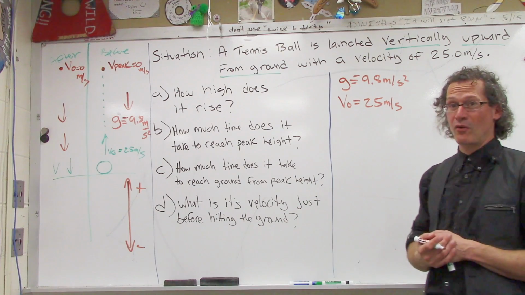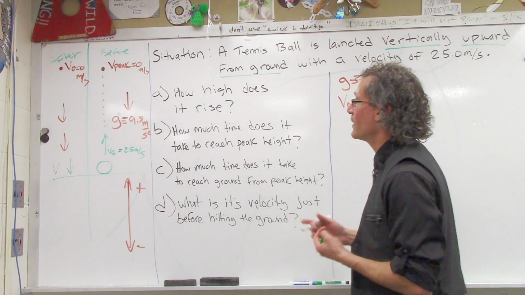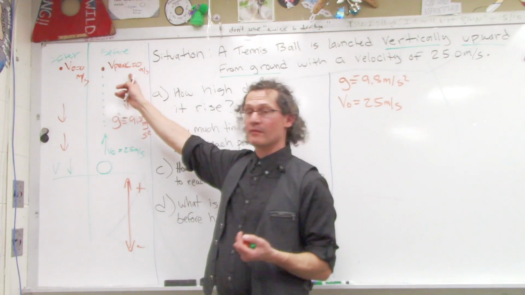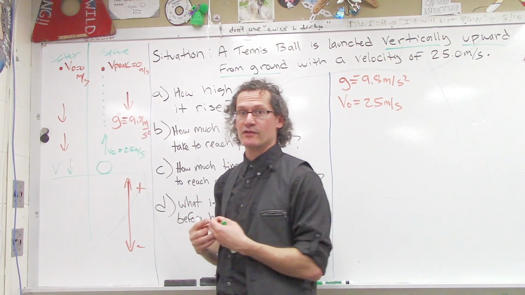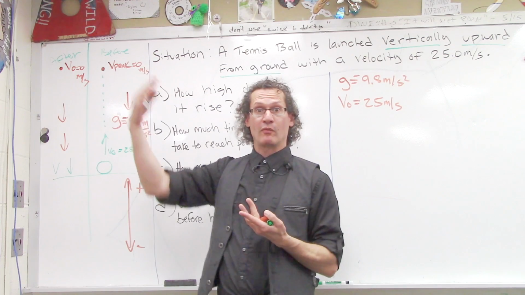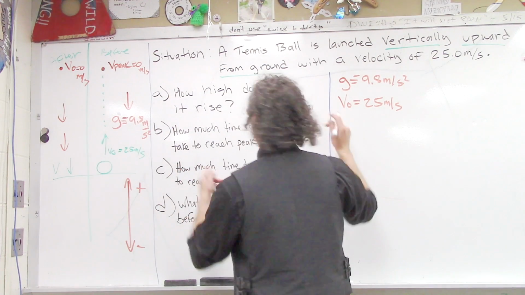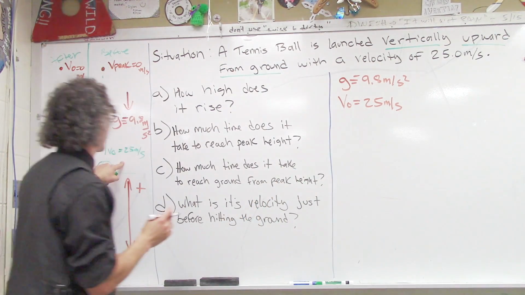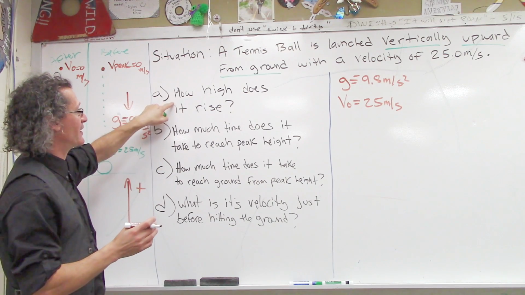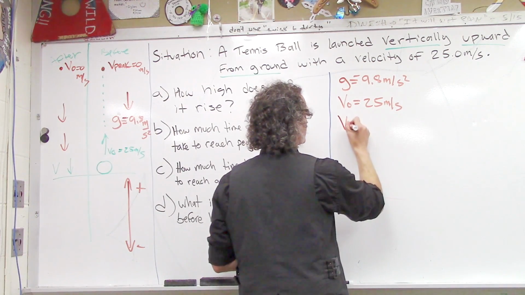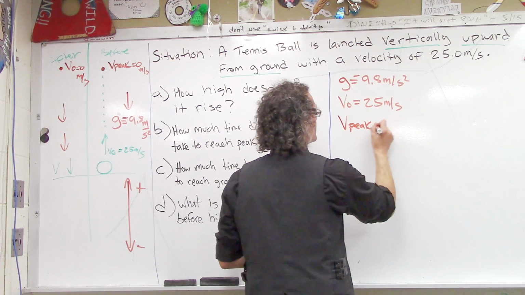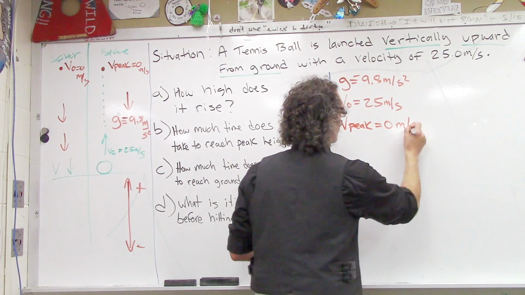Well, not a whole lot, but we can fill in a few things. Because v peak over here is 0 meters per second, we can use that to our advantage. We know that final velocity anyway, if we consider our trip only upwards to its peak, and that's kind of what we need here for how high it rises. So v peak is 0 meters per second.